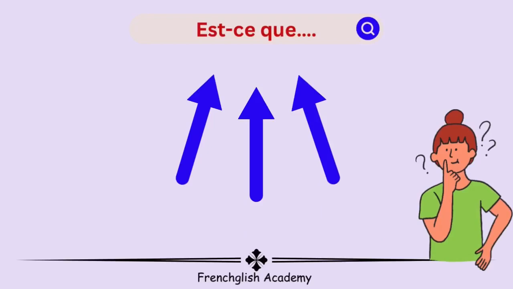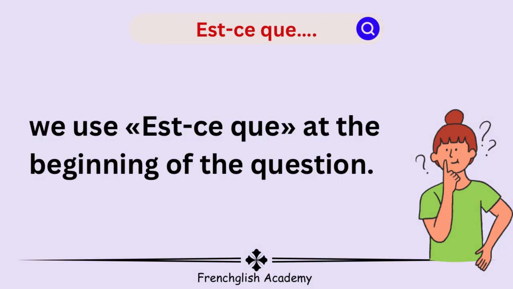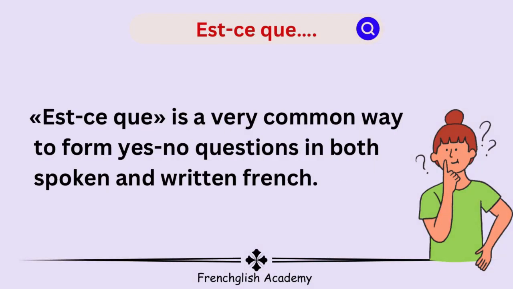Third way is asking questions by est-ce que. We use est-ce que at the beginning of the questions. Est-ce que is a very common way to form yes or no questions in both spoken and written French.